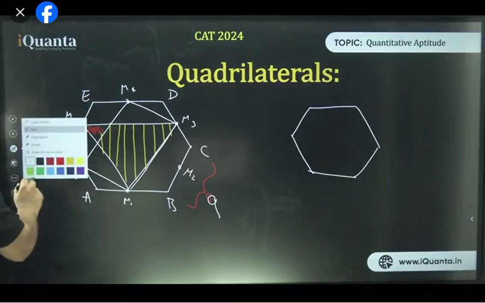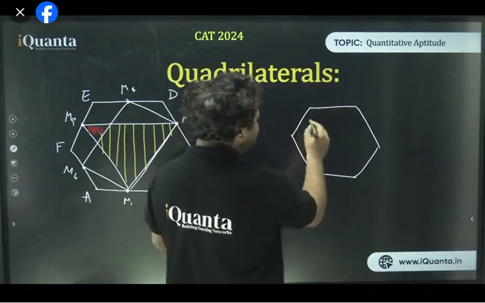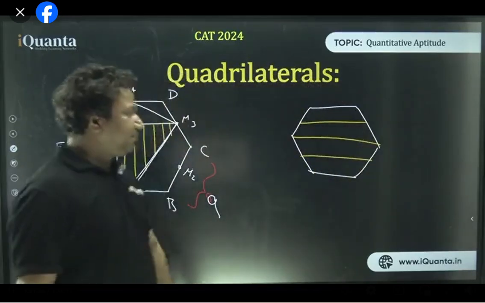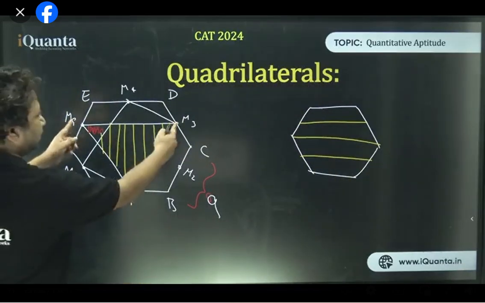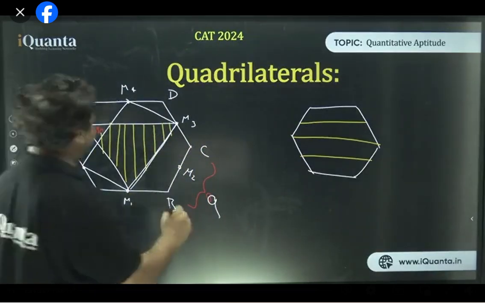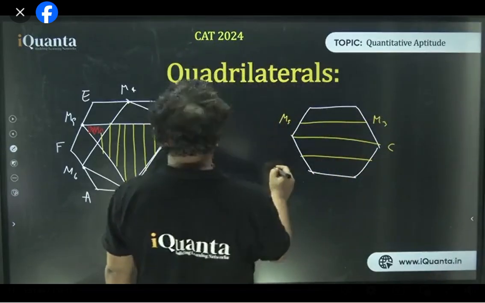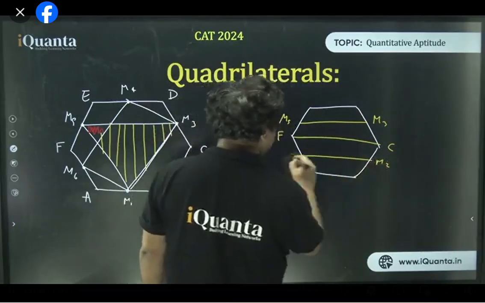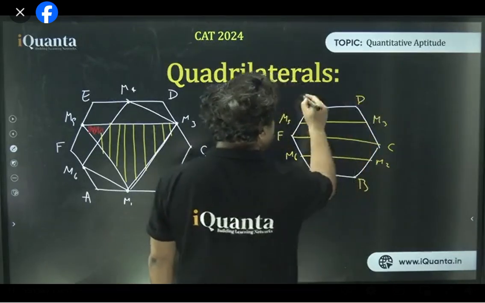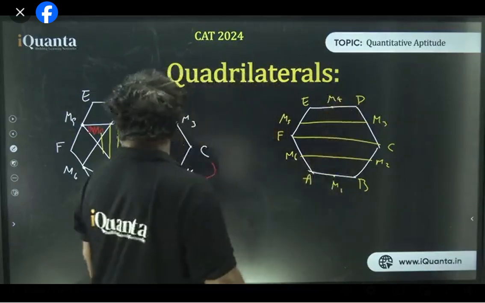And now I'll try to draw equidistant parallel lines. Horizontally, line number 1, line number 2, line number 3. So what I did here, if you understand, I joined M3, M5, then C and F, then I joined M6 and M2. I'll mark it here so you don't get confused. M3, M5, C, this one is F, M2, this is M6. And also A, B, C, D, E. Let me mark this also: M1, this is M4.